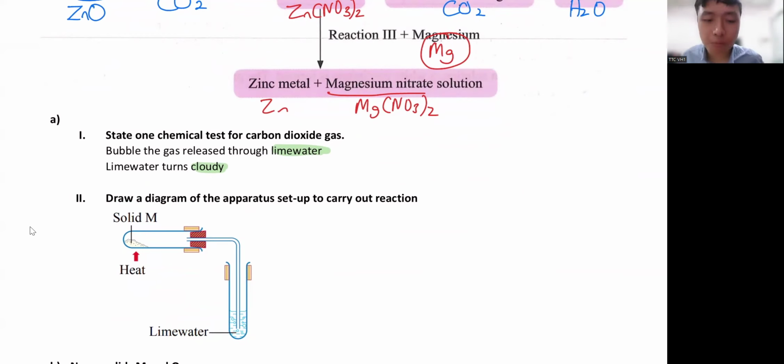This one is just simple. They want to heat solid M only. If you want to draw, also no problem, you can. But if you don't draw, they normally won't deduct a mark. If you want to complete it, you can clamp with a retort stand also.